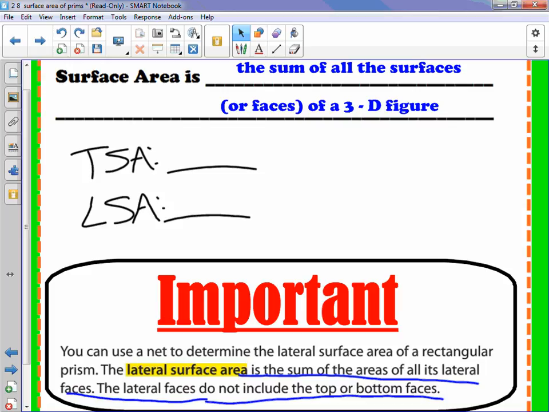Here's what you need to know about your bases. They are parallel to each other and they are congruent. So if I find the area of this base, that means that I know the area of this base. Correct?